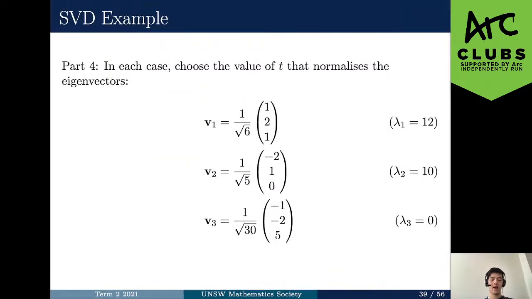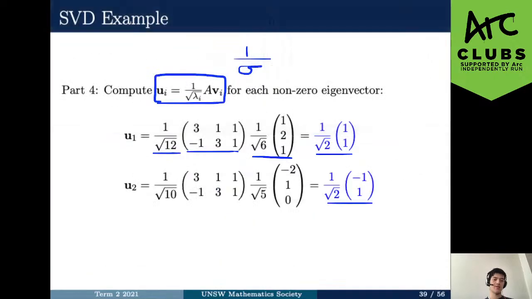Note that we had 3 eigenvalues earlier, right? We had 12, 10, and 0. We don't care about the 0. Obviously, we can't do 1 divided by 0. So we're only doing this process for the non-zero eigenvalues.